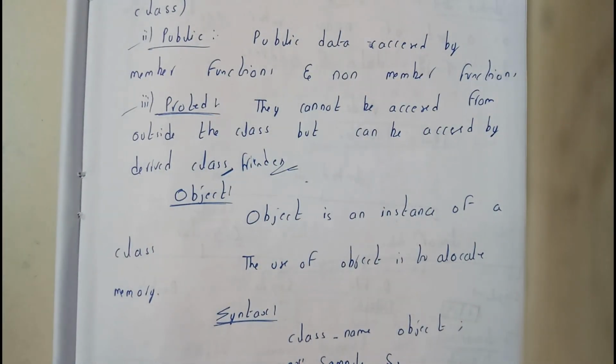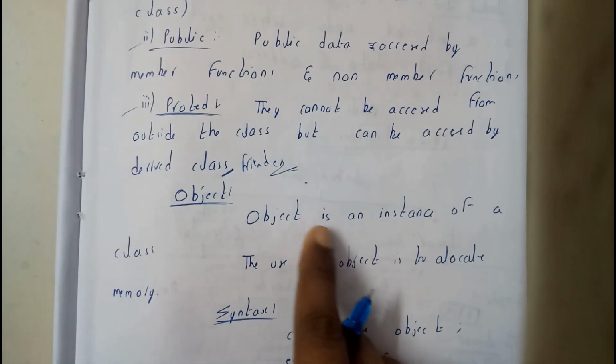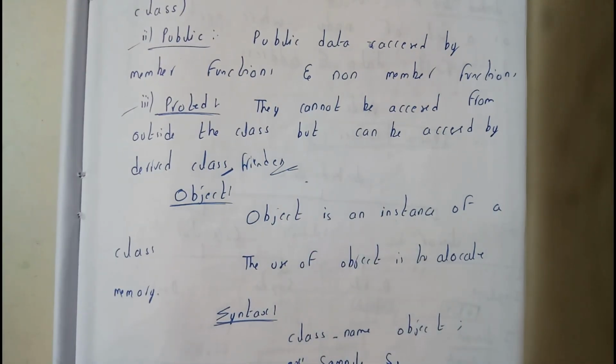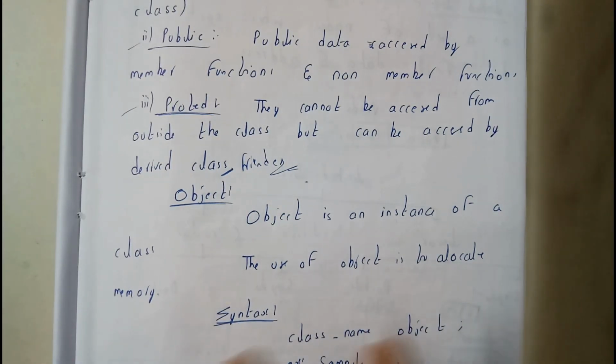So now let us go through object. If we create a class, it is not going to allocate any memory, guys. So object is our main role in creating that memory. We can call an object an instance of class. The use of an object is to allocate memory. It's going to create the memory for the data to store.